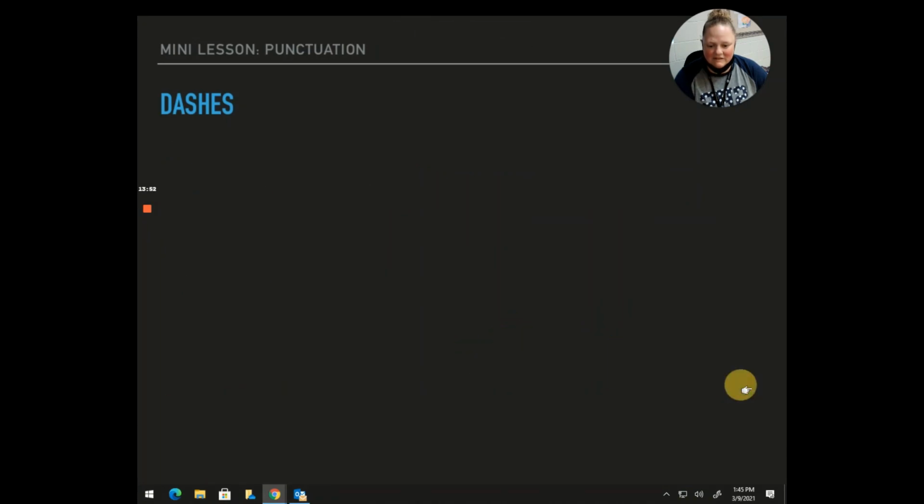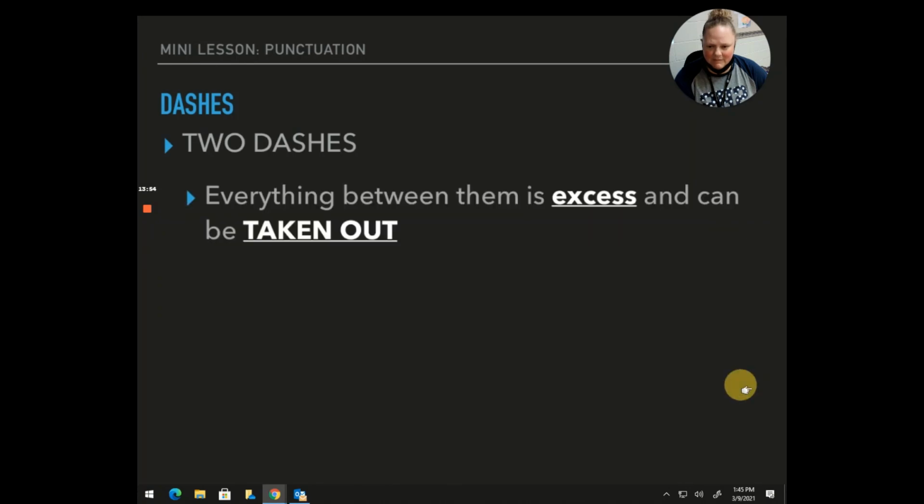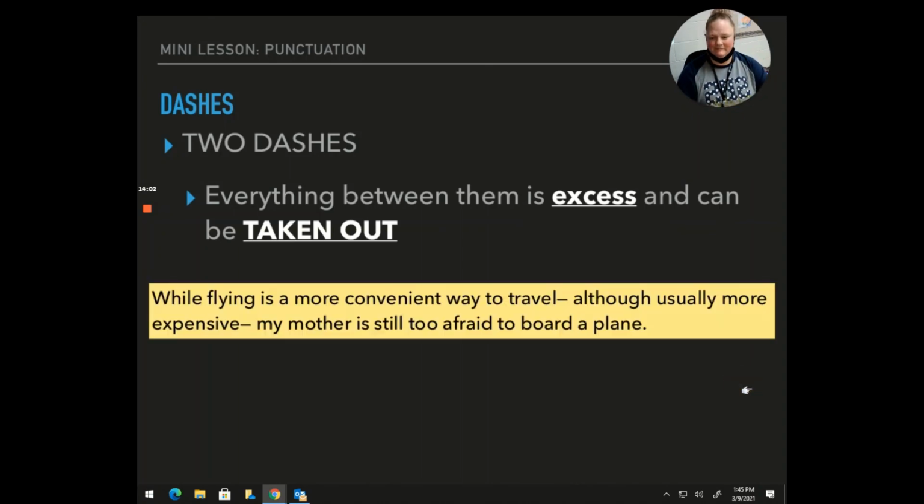Two dashes. Everything between the 2 dashes is excess and can be taken out. You can remove it from that sentence. While flying is a more convenient way to travel, dash, although usually more expensive, dash, my mother is still too afraid to board a plane. We can remove all that information in between the 2 dashes and we still have a complete sentence that makes sense. So those 2 dashes work.